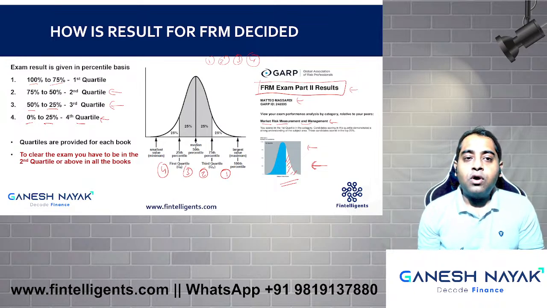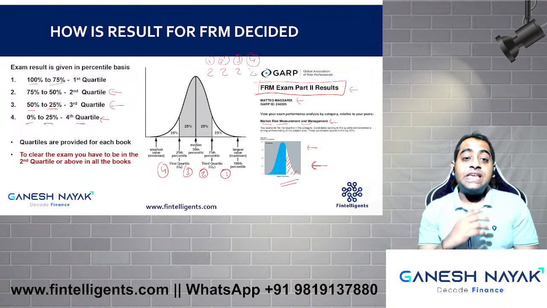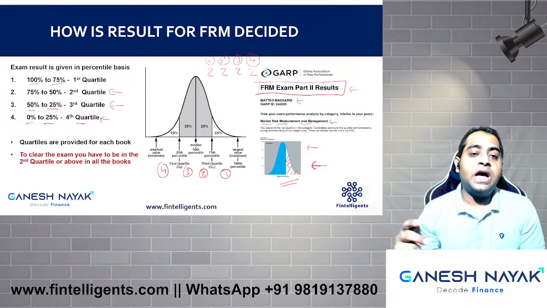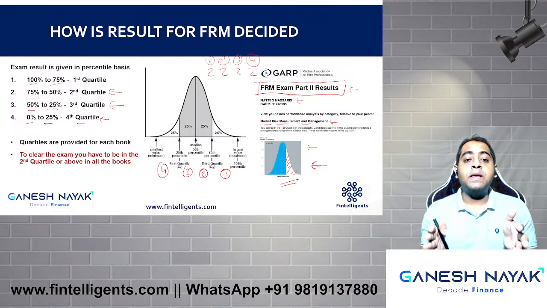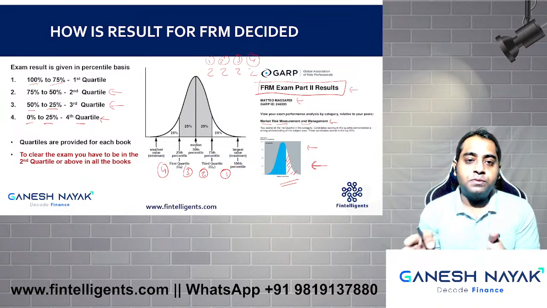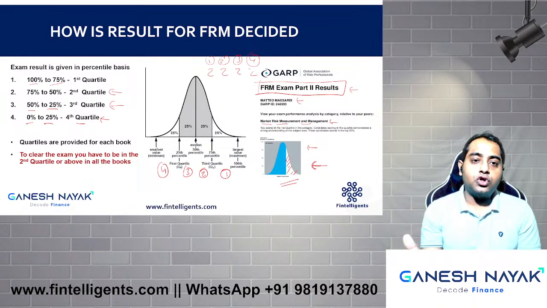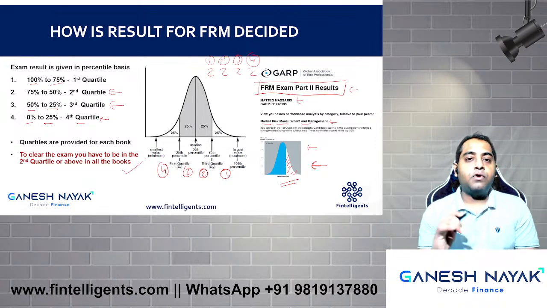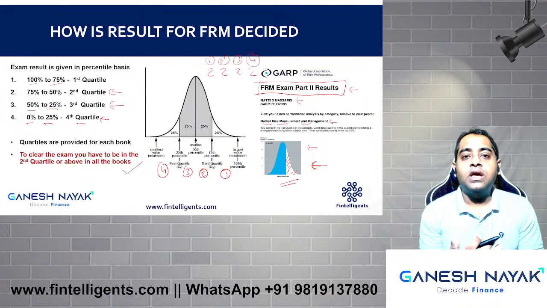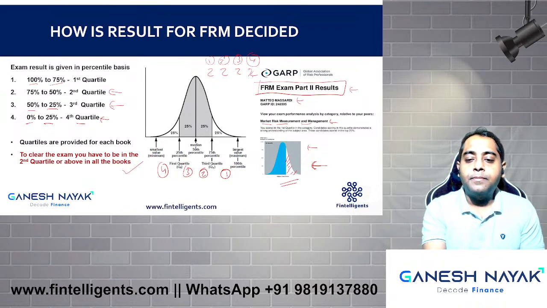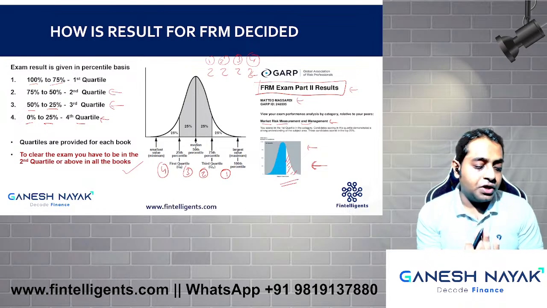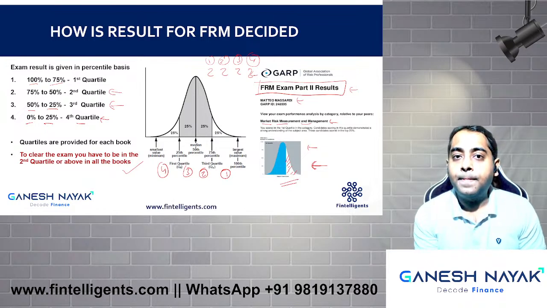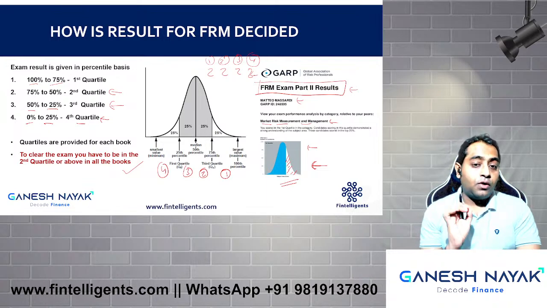So suppose I got second, second, second, second, which means in all the books I was in the second quartile. Second quartile means I was between 75 to 50 percentile in all the books. This is a short pass. If you want to be safe, this is the score that you should be getting. Now, what does this score mean? You are better than 50% of the audience who appeared for the exam for that book.